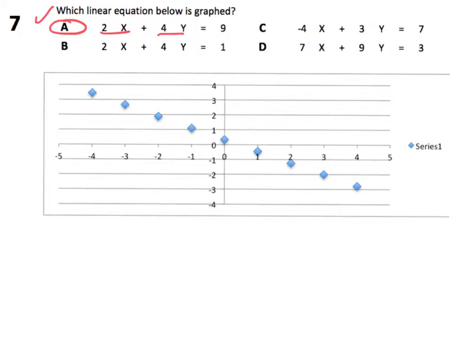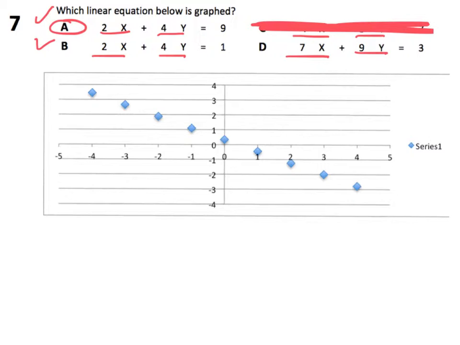For B, I'm going to change this to negative and divide by a positive. Am I still good? Yes. Change this to a positive and divide by a positive. Am I still good? No, so that's gone. And then for D, change this to a negative, divide by a positive. Am I still good? Yes, okay, so we only eliminated one choice. So now we're going to have to go to the slope.